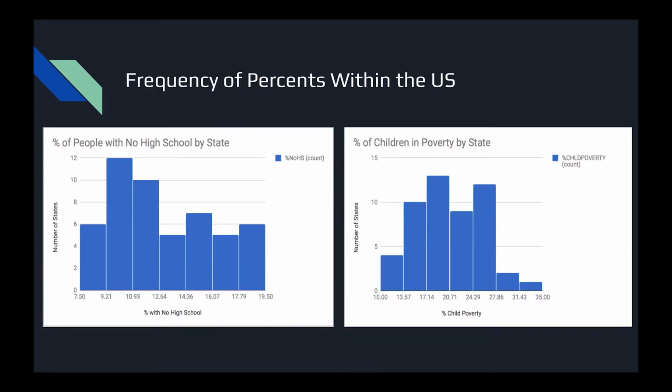Then we compared the frequency of these percents within the United States by using histograms, which show the percents for each state for child poverty and also for no high school diploma. We found that 9.21 to 10.93% of people not having a high school education was the most common occurrence, with 12 states falling into that range. And the most common percentage of children in poverty was a range from 17.14 to 20.17%, with 13 states falling into that category.